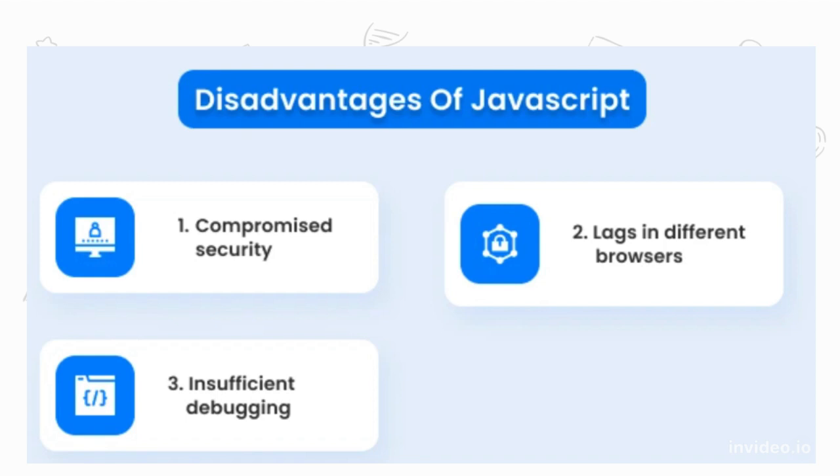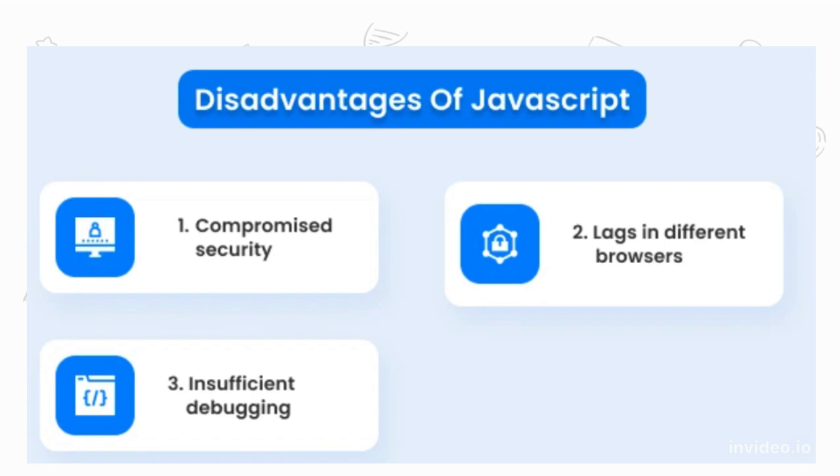Next, insufficient debugging, because we are able to debug only at runtime. It is not a compile-time programming language, so you will get to know about errors only at runtime. When you are running the application, then you will get the error, so time waste will be there by using JavaScript. So insufficient debugging is a disadvantage of JavaScript.